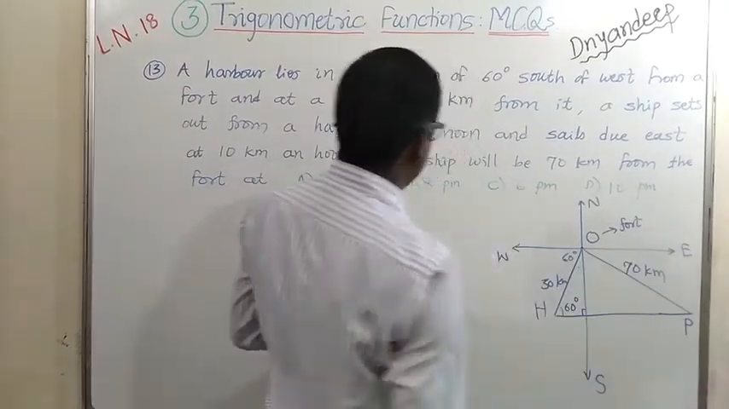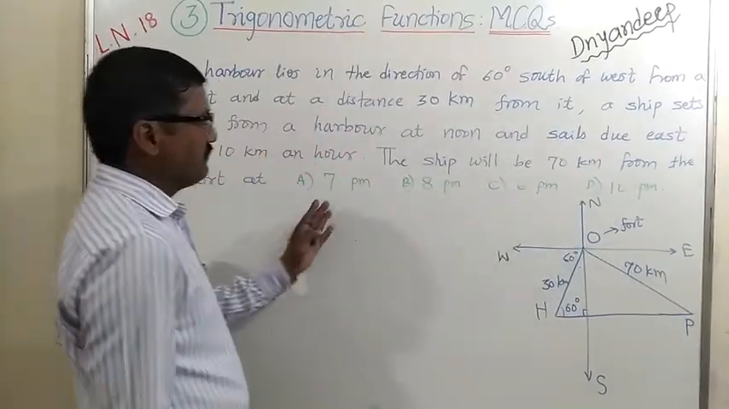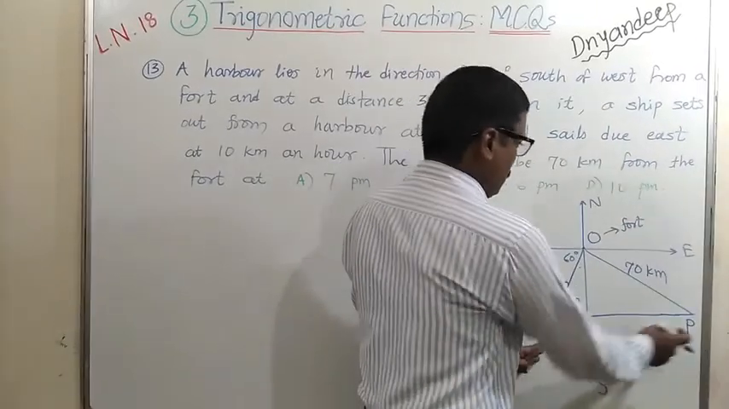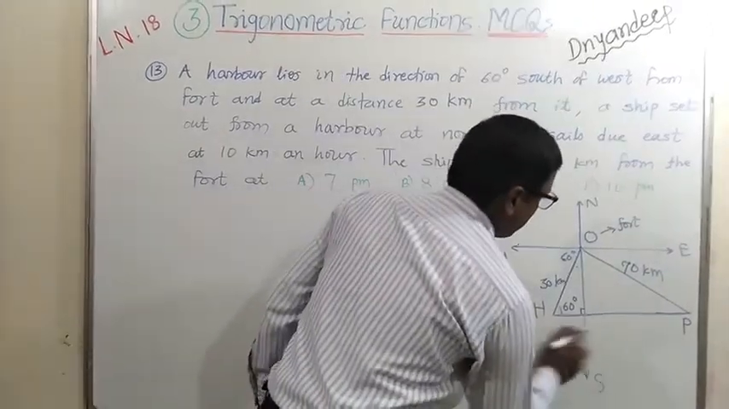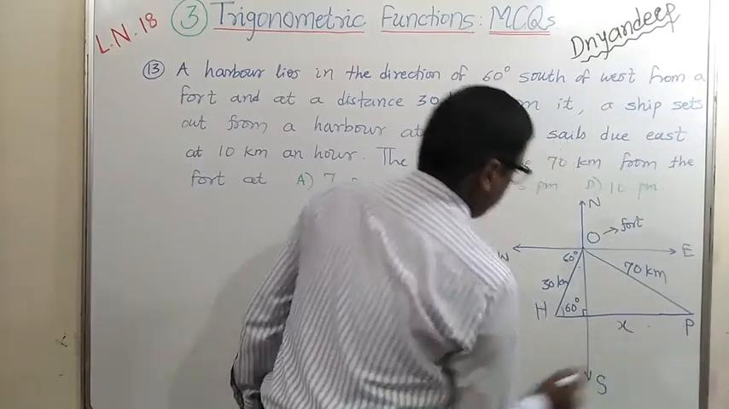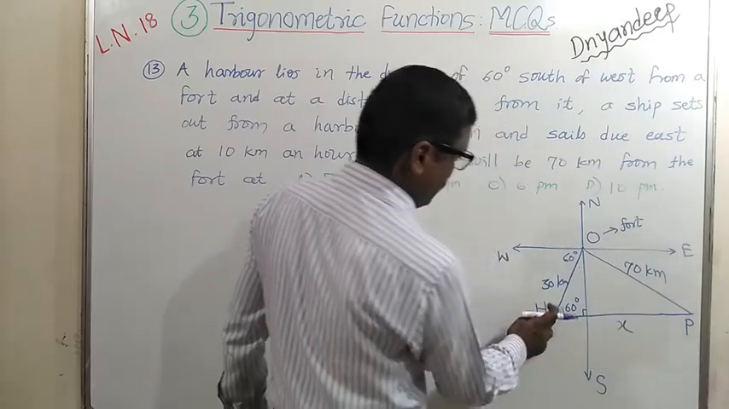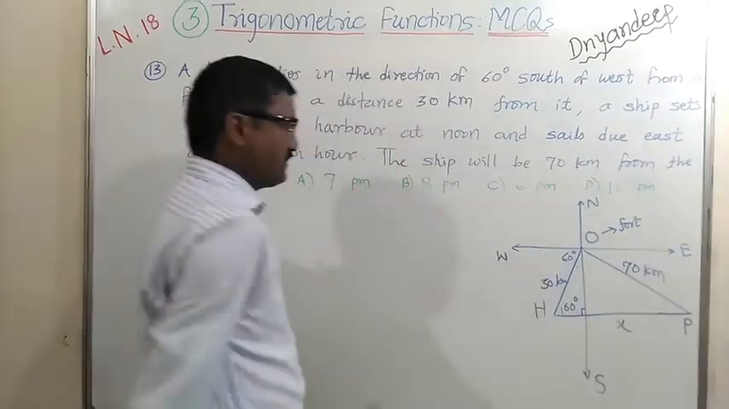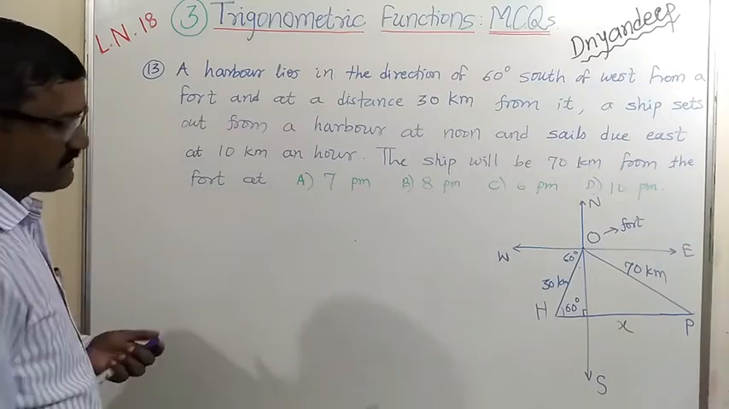Now, in this triangle, what do we have to find? The ship will be 70 km from the port at some time. You have to find the time, meaning the time taken by the ship from the harbor to this position. So let the distance HP be x. In triangle OHP, we have 30, 70 and x, and the angle between 30 and x is 60. So we can use the cosine rule here to find the distance HP.